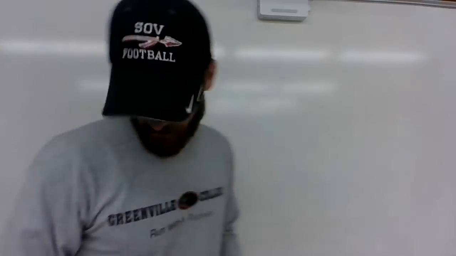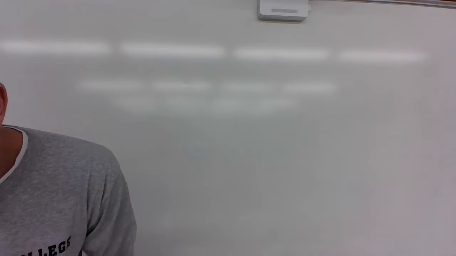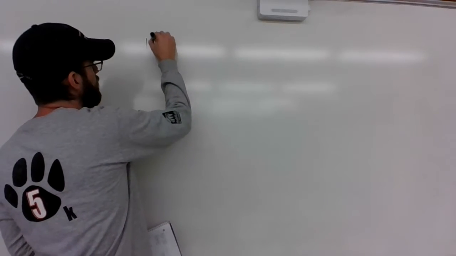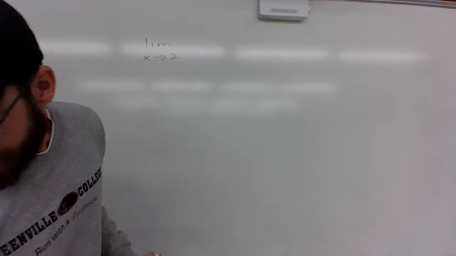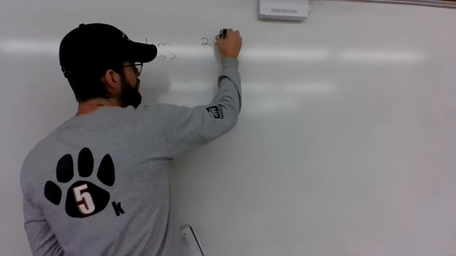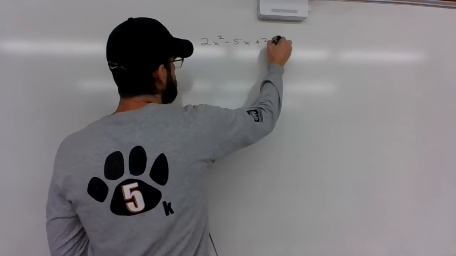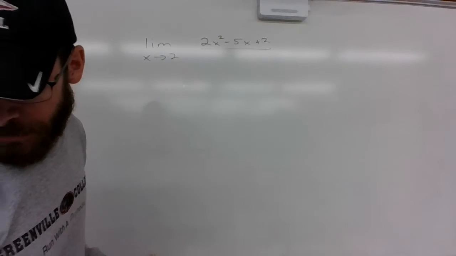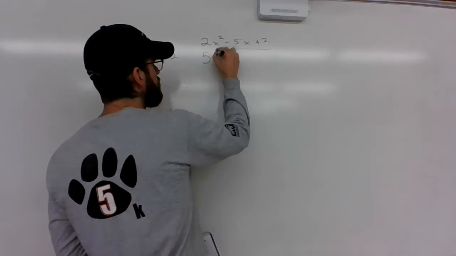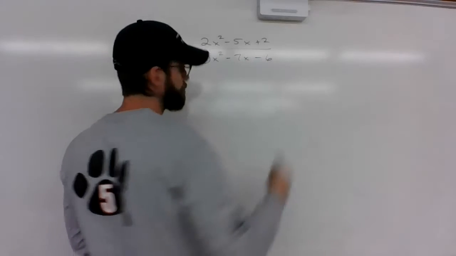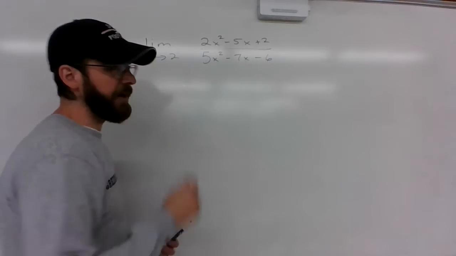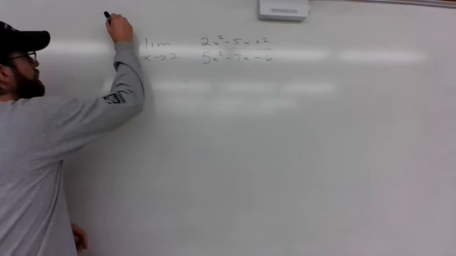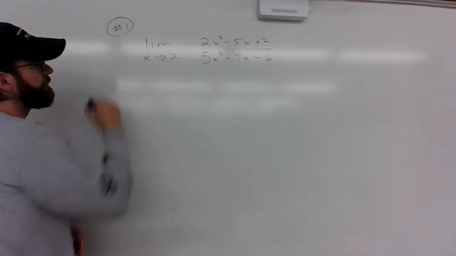It's going to be the limit as x approaches 2 of 2x squared minus 5x plus 2 all over this. All right. So we'll just call this example 1.